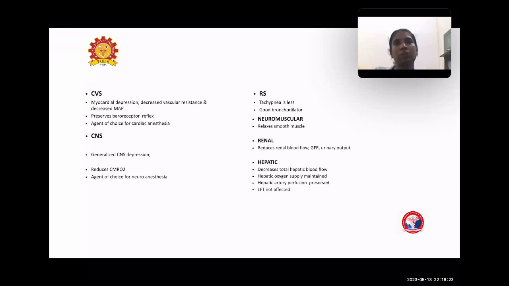Then moving on to the central nervous system effect, it has a CNS depressant effect and decreases the cerebral metabolic rate of oxygen. It is the agent of choice for neuroanesthesia. It is used for cardiac anesthesia and also for neuroanesthesia. In the respiratory system, it causes less tachypnea and doesn't give a bronchodilator effect. Then moving on to the neuromuscular junction, it causes smooth muscle relaxation.